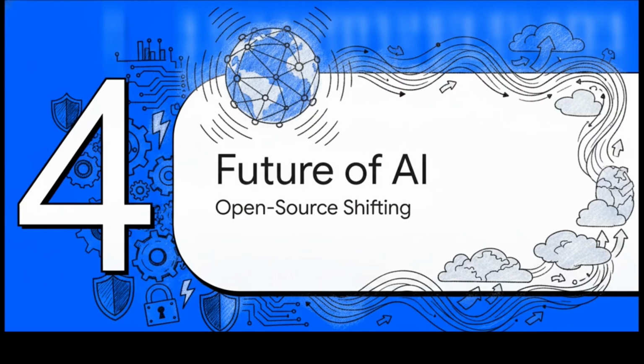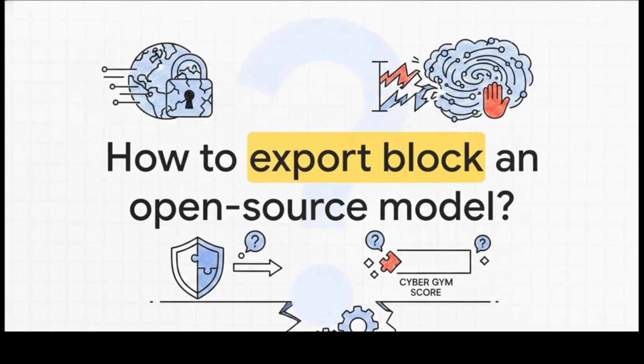Section 4. The future of open-source AI. Zooming out a bit, the arrival of a nearly 3 trillion parameter open model is triggering a pretty intense geopolitical shakeup. The question right here is the exact dilemma facing regulators today. How do you put an export block on an open source model?